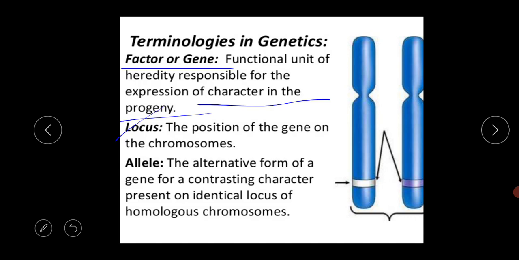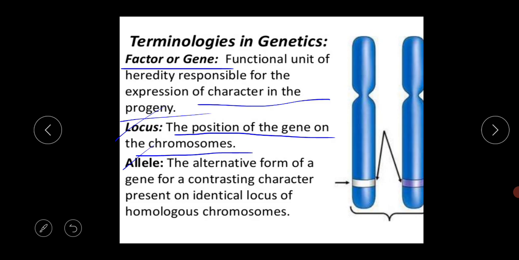Next thing is the locus. Locus means the position of the genes on the chromosome. Like the 9th chromosome, like the 7th chromosome. So the eye color responsible gene is located on the 9th chromosome. So this is the position, this is the home of the gene on the chromosome.